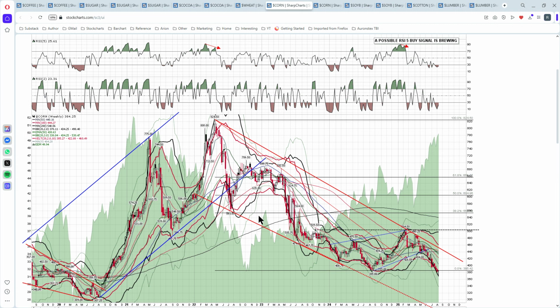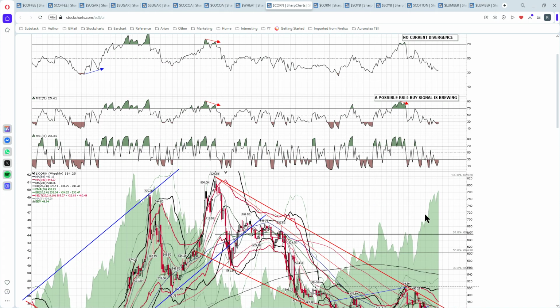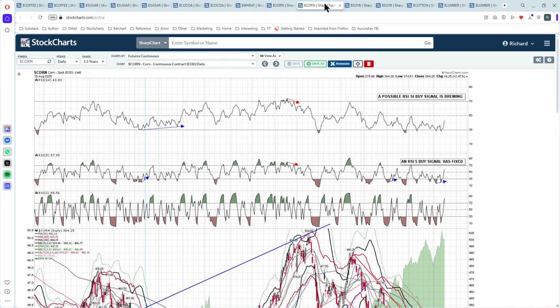Looking at corn, we made the main target here, which was a retest of this low here. This could be the second low of a double bottom. Got a possible RSI 5 buy signal brewing. This has been hanging on for grim death as this has gone a bit lower, but it's survived so far. I would like to see this develop into a buy signal and deliver a rally.